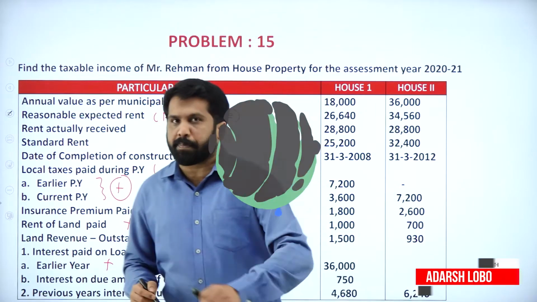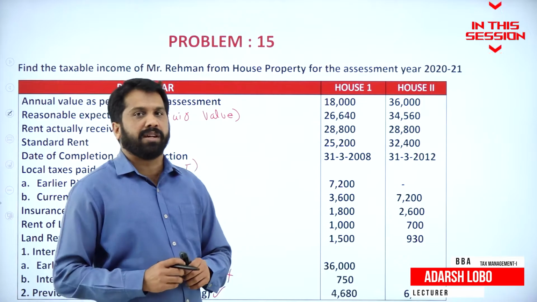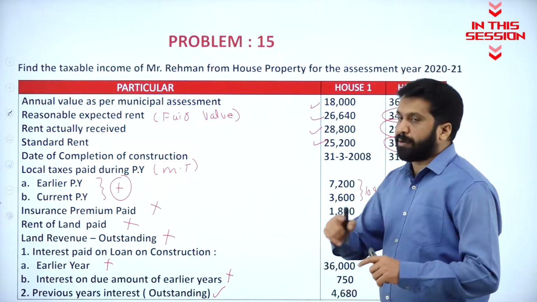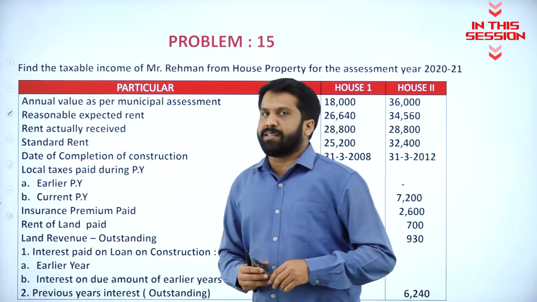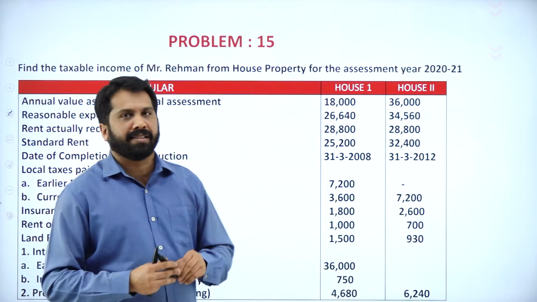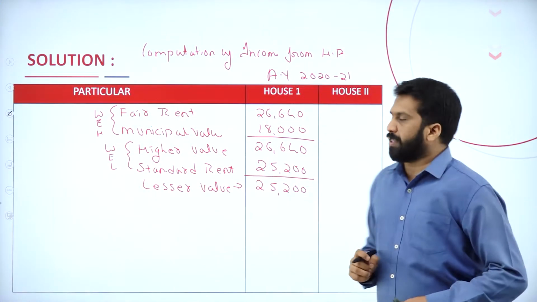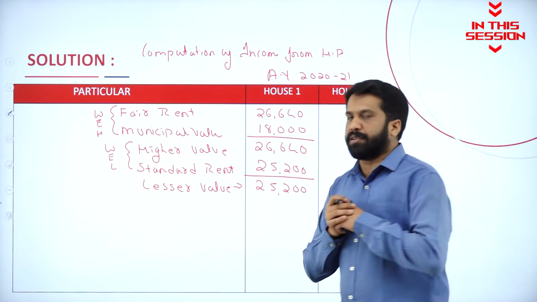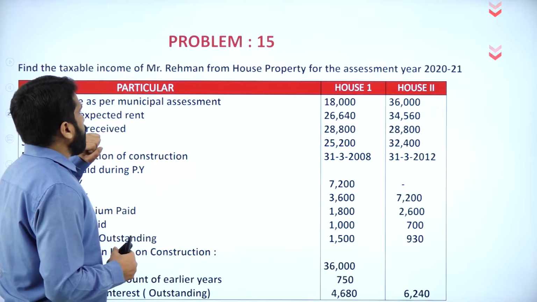Even though you have not paid interest, we will consider. That is in taxation, whether you have paid or not. Even though it is a current year, paid or due, both we should consider. All two we consider as let out property. Now 25,200 we got, this is a lesser value. Along with that, what happens? We have to compare your actual rent received. What is the actual rent? Annual value as per municipal assessment.